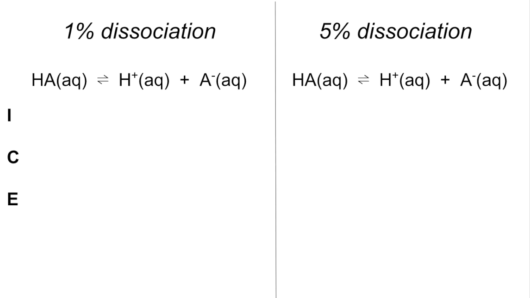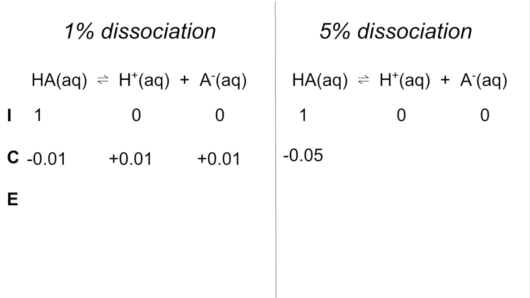And just a quick reminder that the I stands for initial moles, C stands for the change in moles, and E stands for the equilibrium moles. So if we say both of the acids have the same concentration, 1 mole per decimeter cubed, we've initially got 1 mole per decimeter cubed of HA and 0 of H plus and A minus. In the case of the 1% dissociation, there's going to be a change in the concentration by 0.01, so it's going to drop by 0.01, and the 5% is going to drop by 0.05, so 1% of 1 and 5% of 1.